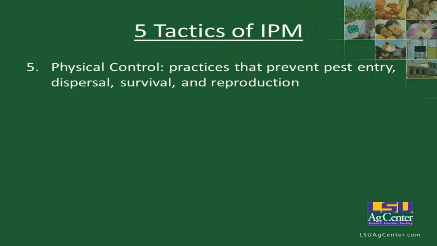And physical control, these are practices that prevent pest entry, dispersal, survival, and reproduction. Here, many of you may have used a bed net to protect you from mosquitoes. That's a type of physical control. Row covers that go on top of plants can control pests from entering. Mulches, just simply disrupting the landing rate of your insect pest by providing a different mulch around your crop can really prevent that insect from coming in.